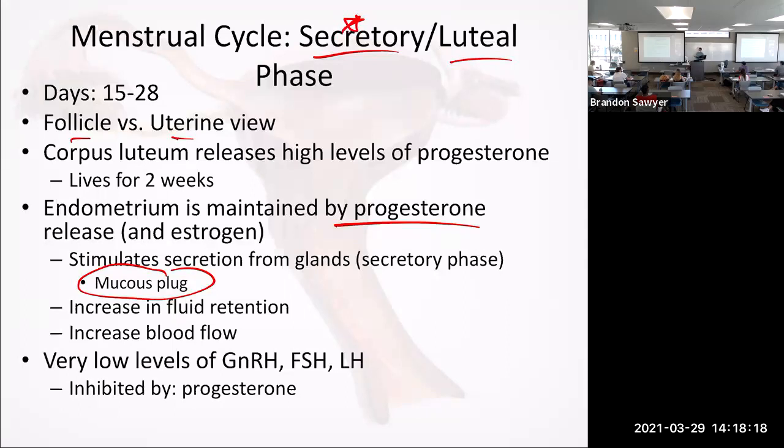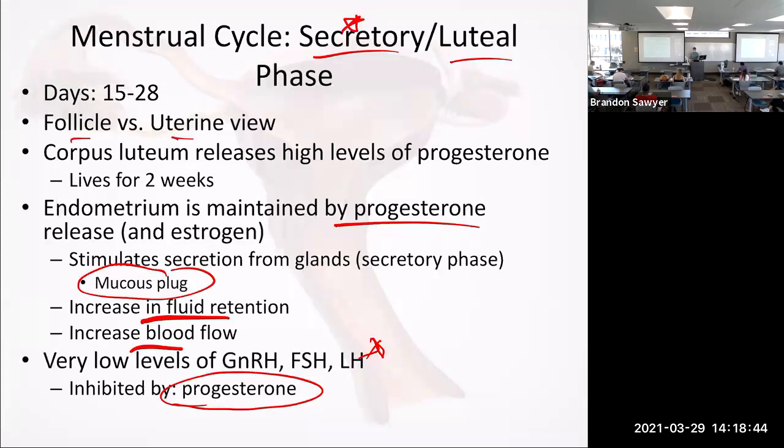Okay, but this is also when all the fluid retention occurs. This is when blood flow increases. This is when bloating, those feelings of bloatedness happen because everything is just kind of building up in the endometrium. Okay. Progesterone is being released here by the corpus luteum, and it's inhibiting these other hormones from the hypothalamus and pituitary gland.